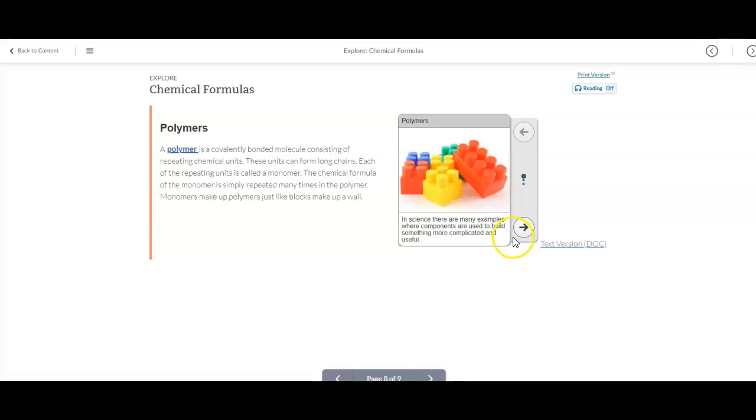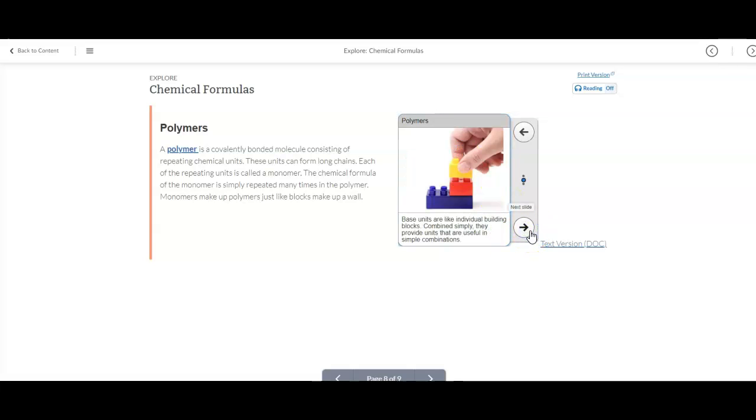So you've got the polymers here. Base units are like individual building blocks. Combined, they provide units that are useful in simple combinations. Many times, even larger combinations of units provide derived units that are complex but extremely useful. So what's the difference between a monomer and a polymer? If we look up here, you can see that the monomer is simply repeated many times in the polymer. Each of the repeating units is called a monomer. We know a polymer is a covalently bonded molecule. A monomer is just a repetition of that, like a long chain.